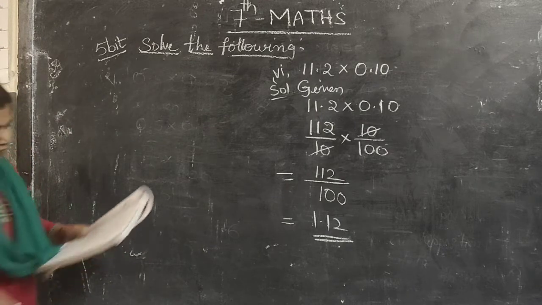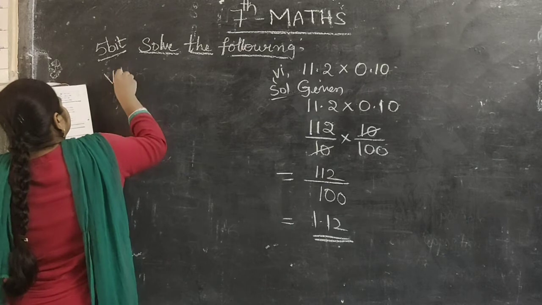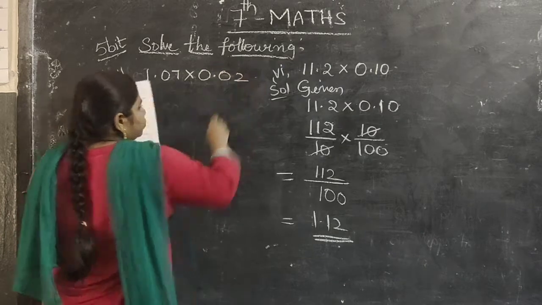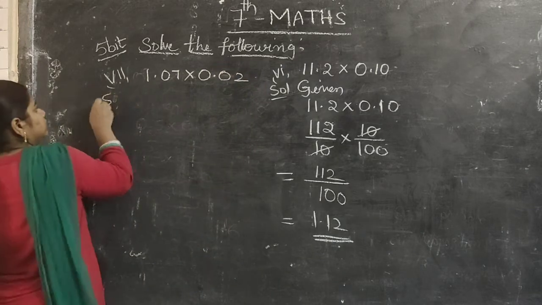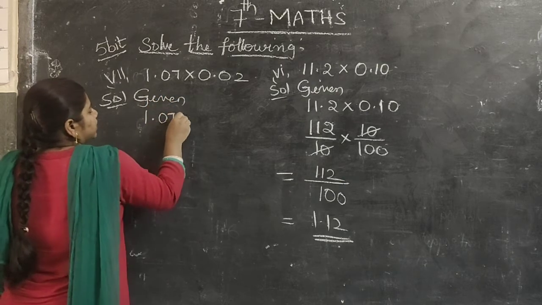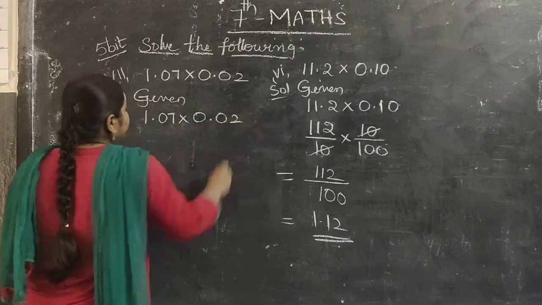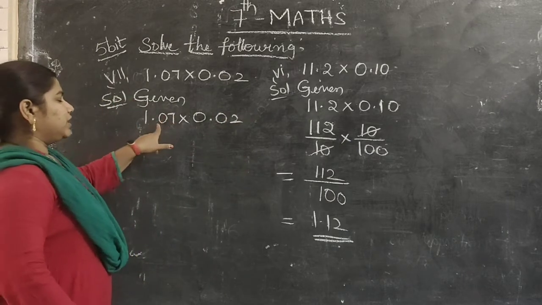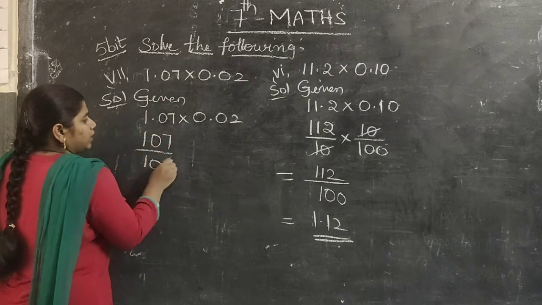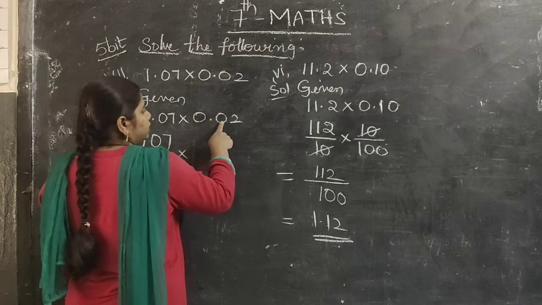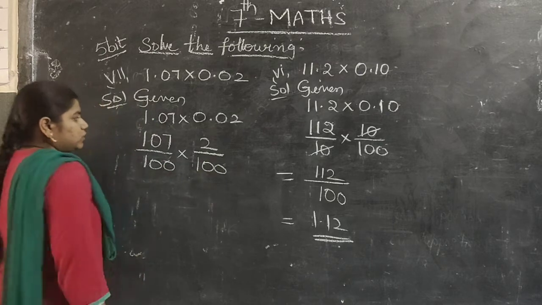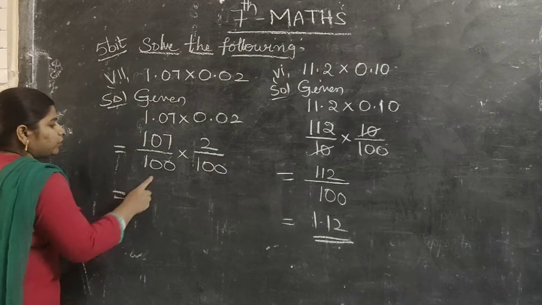Seventh one, 1.07 into 0.02. So given 1.07 into 0.02. So after point we are having two digits. That means denominator you will get 100. That is 107 by 100 into here 0.02. After point we are having two digits. So it will be 2 by 100. So first multiply numerator with numerator, denominator with denominator.